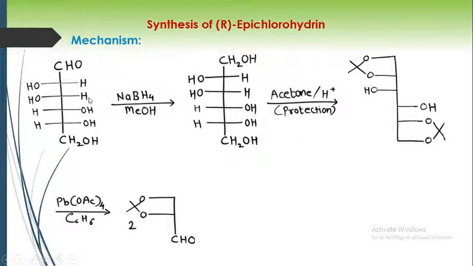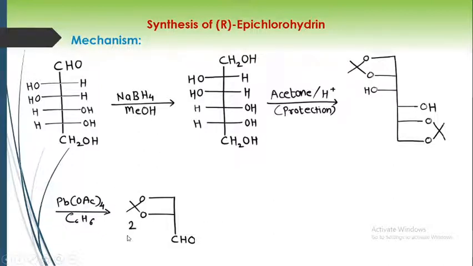This is the structure for D-mannose. When D-mannose is reacted with NaBH4, the aldehyde group of D-mannose is reduced to an alcohol. After the preparation of this alcohol, we treat this molecule with acetone for the protection of diols. We get this structure after the protection. Then this molecule is reacted with lead tetraacetate to break this carbon-carbon bond.